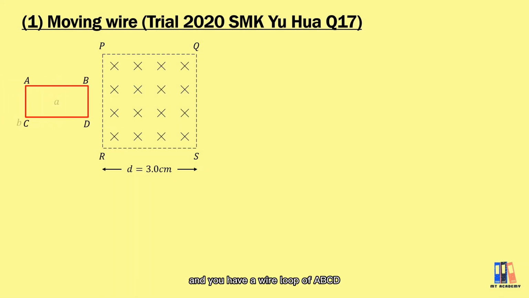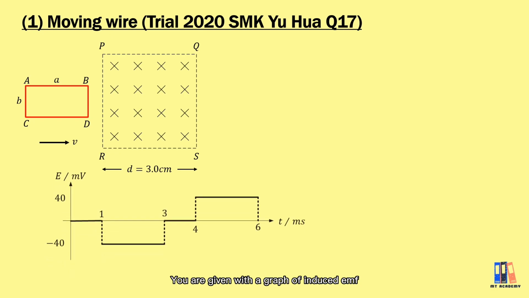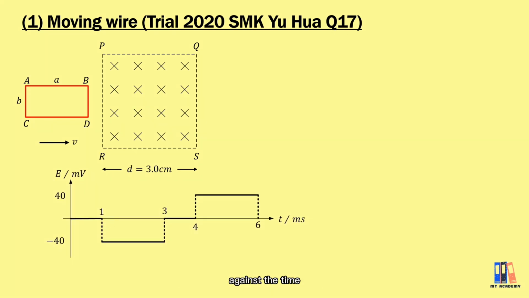You have a wire loop ABCD with the length of A and the width of B. The wire will move across the magnetic field with a constant velocity. You are given a graph of induced EMF against time. For the graph, we can separate it into 4 sections for the next discussion. First is from 0 to the first second.